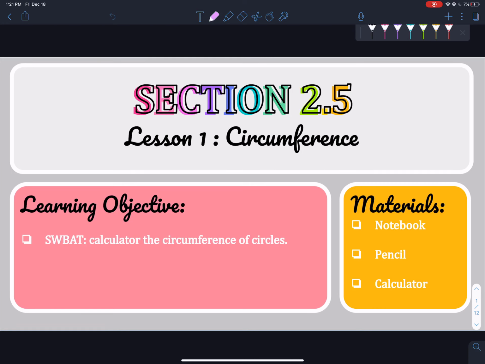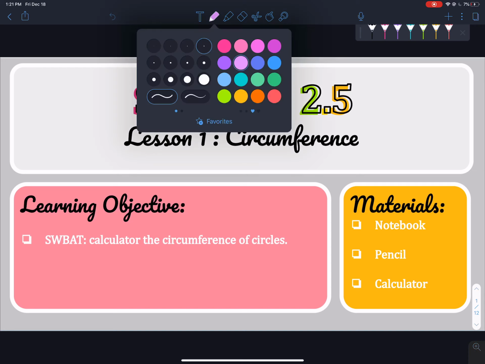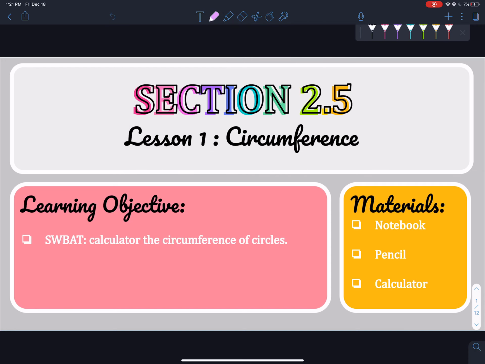Hello everyone. Today we're going to be looking at section 2.5, lesson 1, which is on circumference of circles. For today's class, you're going to need a notebook, pencil, and a calculator. Our learning objective for today is that students will be able to calculate the circumference of circles.